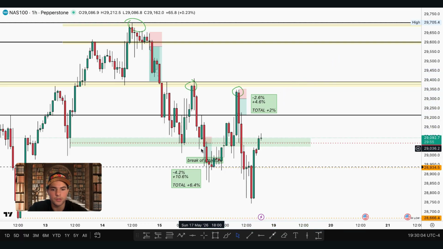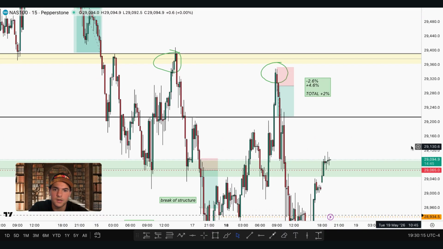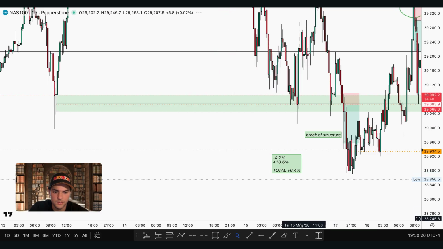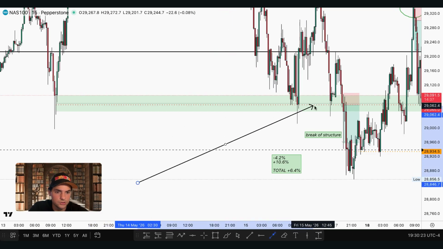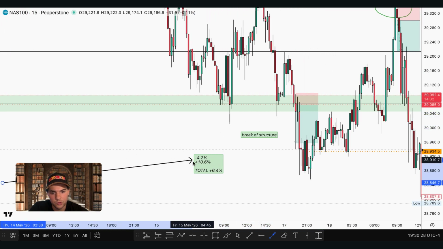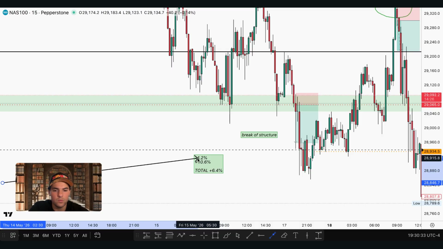So once we started to break below this area, if we go down to the 15-minute time frame and then zoom in, we can see the break of this area right here. Boom, support, support, support, and then we started to break. Now I took 2 trades, and the total that I ended up with was 6.4% profit. I cut one short, which was a 4.2% loss, and then a 10.6% win.